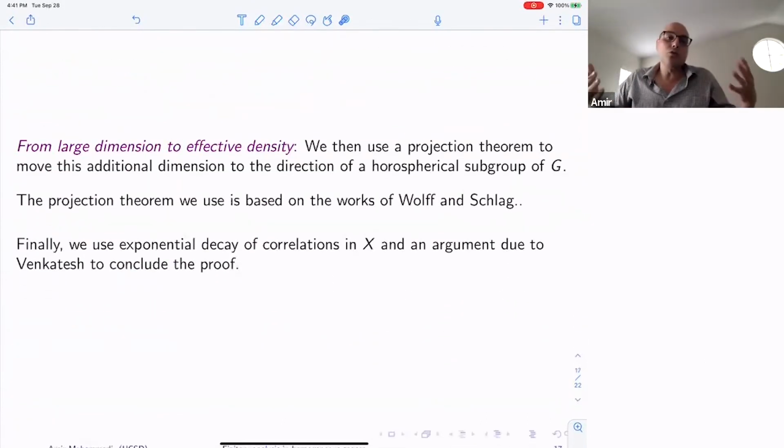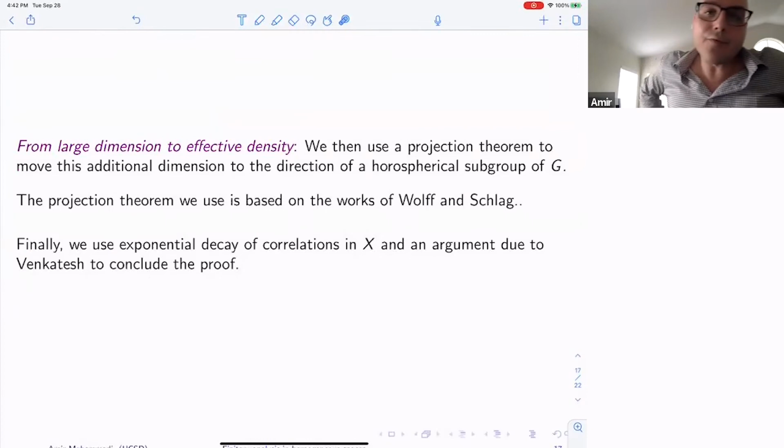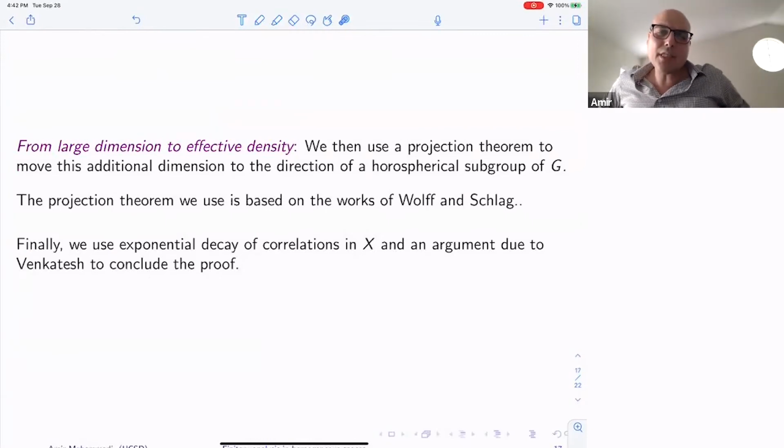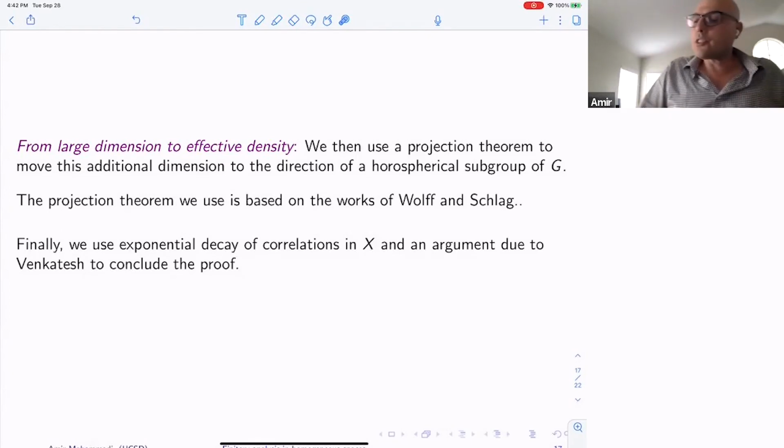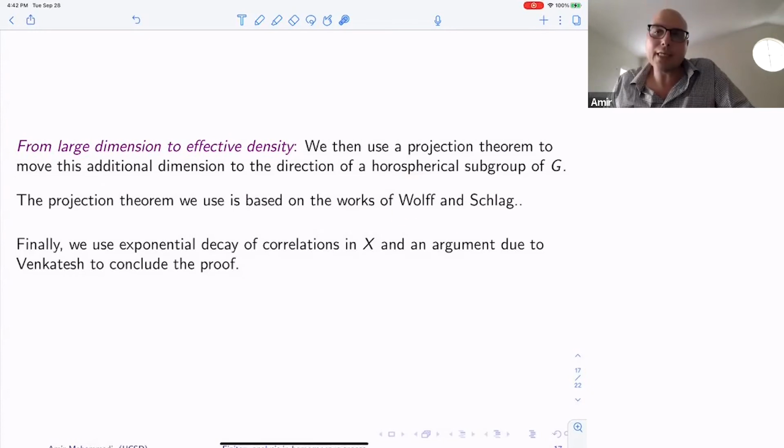Then we use 2 tools. One of them is a tool from incidence geometry, the work of Wolff and Schlag on the Kakeya problem. Somehow we need to project this dimension that we have got, which is in the complement of SL2(R), into a desirable direction. For this, we need a projection theorem, which we prove using the work of Schlag and Wolff on the Kakeya problem. This is a different Kakeya problem than the one about lines; it's about maybe circles or parabolas. So you have a family of parabolas in R2, and then you want to know that there is big dimension.